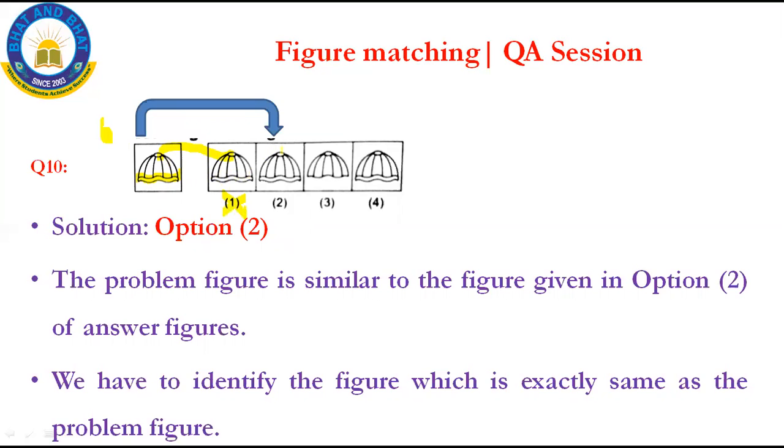See, look at option 2. Yes, 1, 2, 3, 4, 5, 6. It is having 6 lines and then curves, 2 complete curves, and it looks the same as the problem figure. Yes, option 2 is the correct answer. Why not option 3 here? There is no curve. So option 3 is wrong.